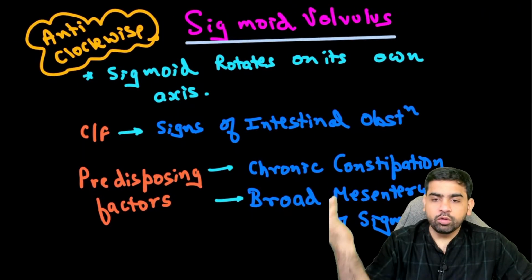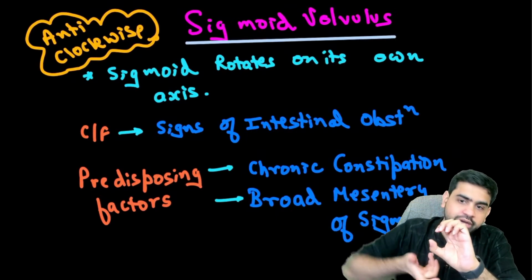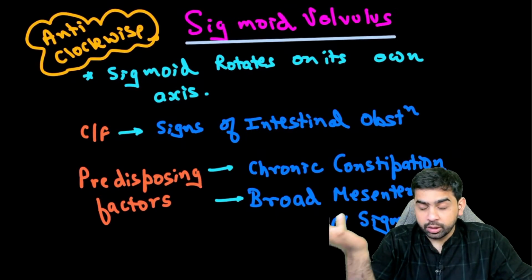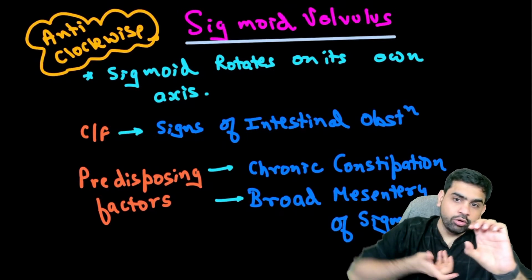Now, what about the sigmoid volvulus? What is a volvulus? A volvulus is basically when any particular part is rotating on its own axis. Now, in the sigmoid volvulus, what happens is that the sigmoid colon is basically rotating on its own axis, right?